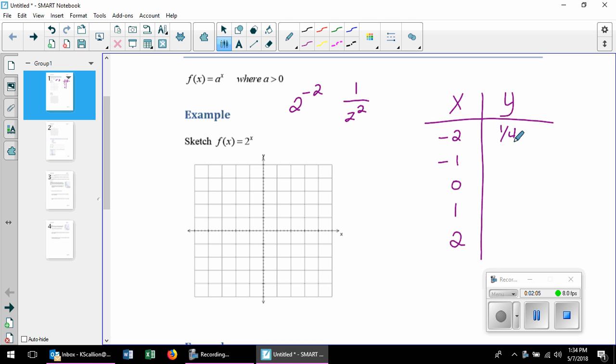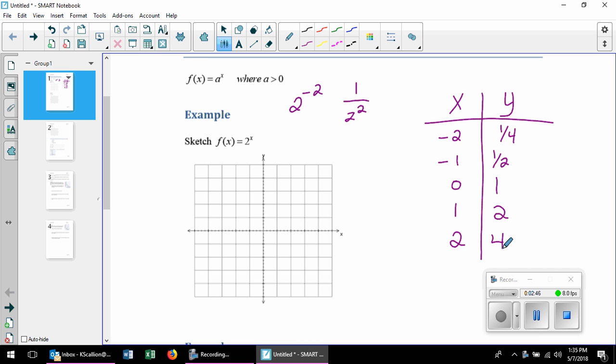You're brilliant. So 2 to the exponent -1 is 1 over 2. Okay, so 2 to the exponent 0 is 1. Anything to the exponent 0 is 1. 2 to the exponent 1 is 2, and this will be 4.